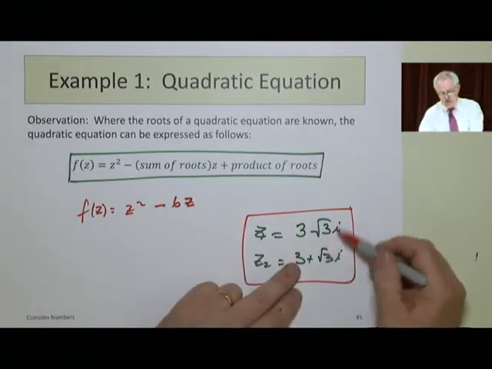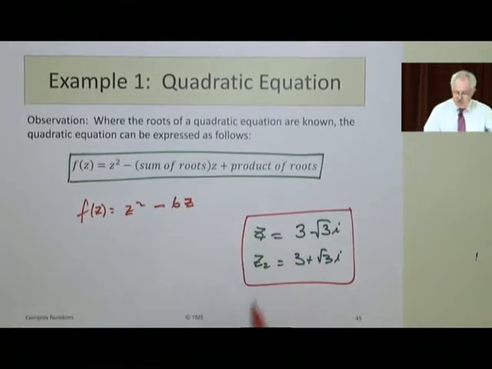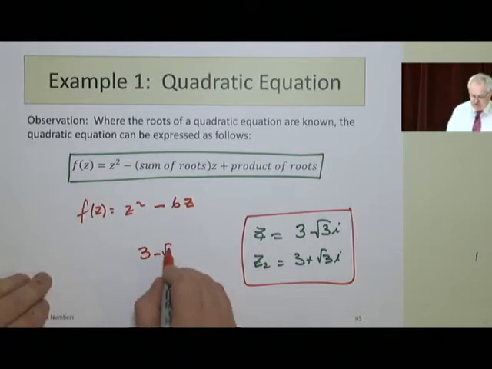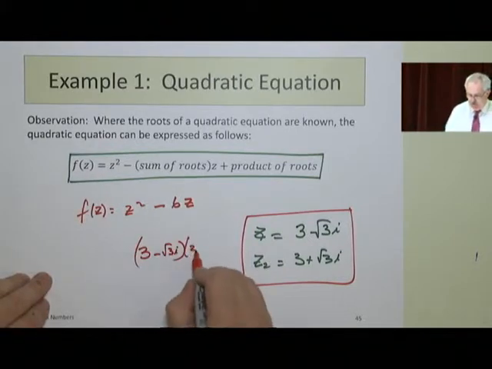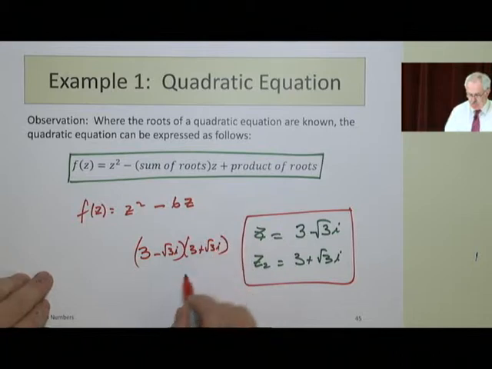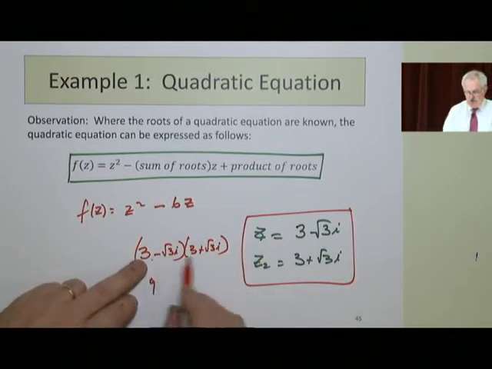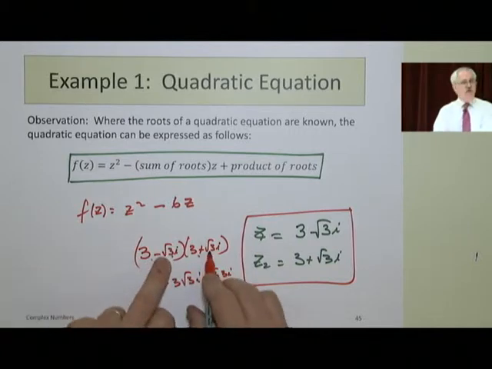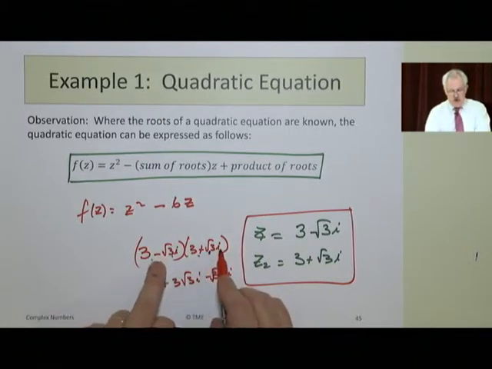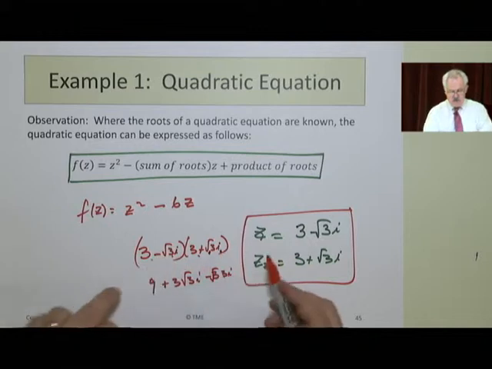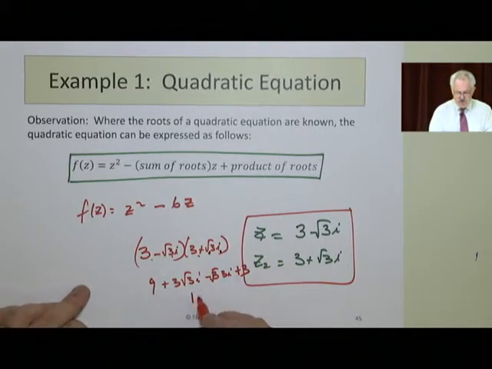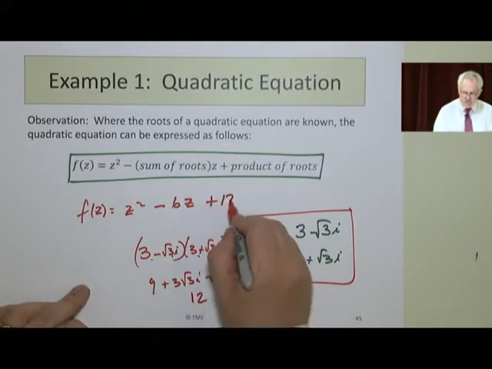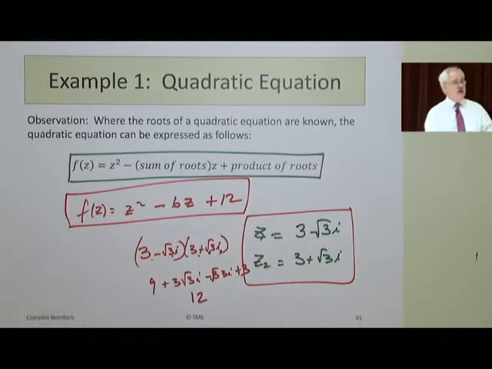Product of the roots, multiply the two together, and we can multiply it out. What's 3 minus root 3i by 3 plus root 3i? 3 by 3 is 9. 3 by plus root 3i is 3 root 3i. That by that, that's going to cancel. Minus root 3 by 3i. And then root 3 by root 3 is 3. I by I is minus, minus the other one is plus. 9 plus 3 is 12, as we got before.